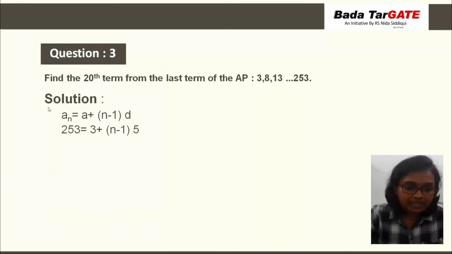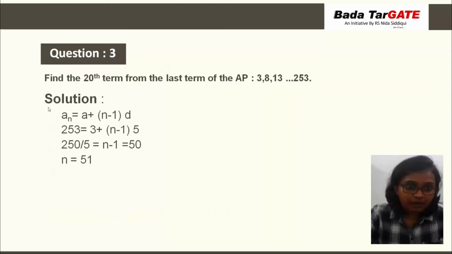So we substitute An is equal to A plus N minus 1 into D with the values 253, 3 and 5. So 253 is equal to 3 plus N minus 1 into 5. So from this equation, we will obtain the value of N, which is 51.